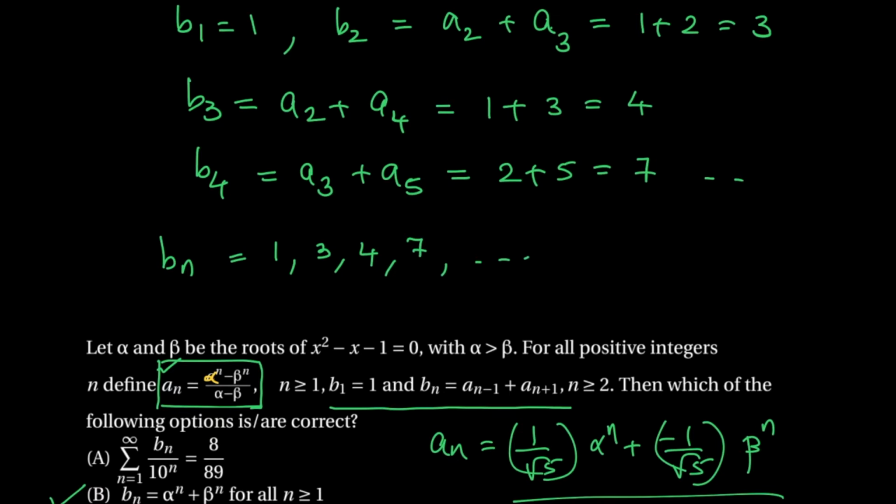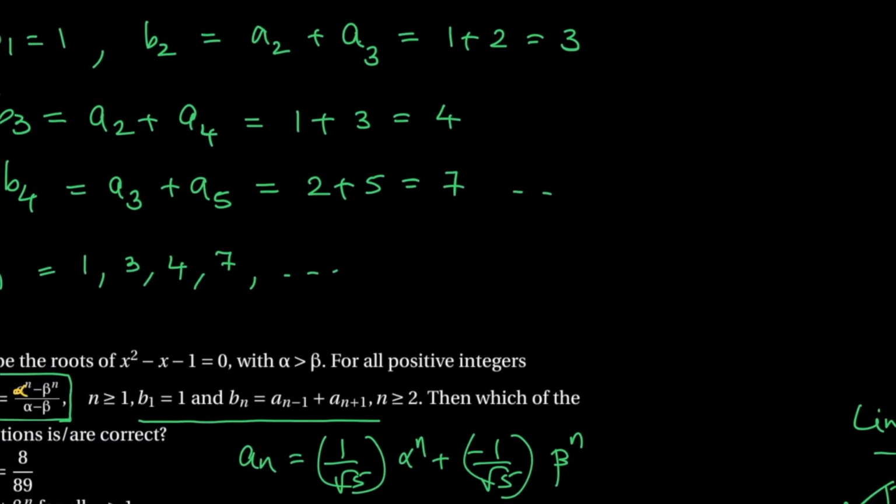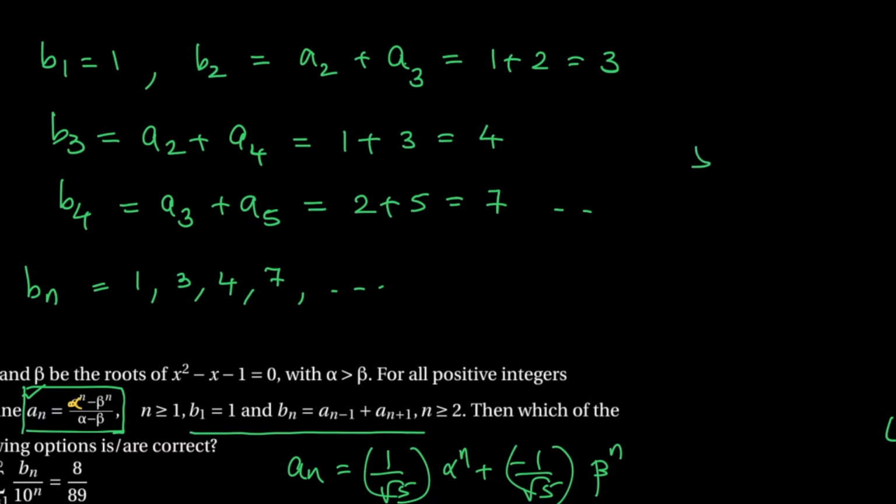Again, you can observe that this sequence also follows a recurrence relationship. You can see that b1 is equal to 1, and b2 is equal to 3, and bn plus 2 is nothing but bn plus bn plus 1.